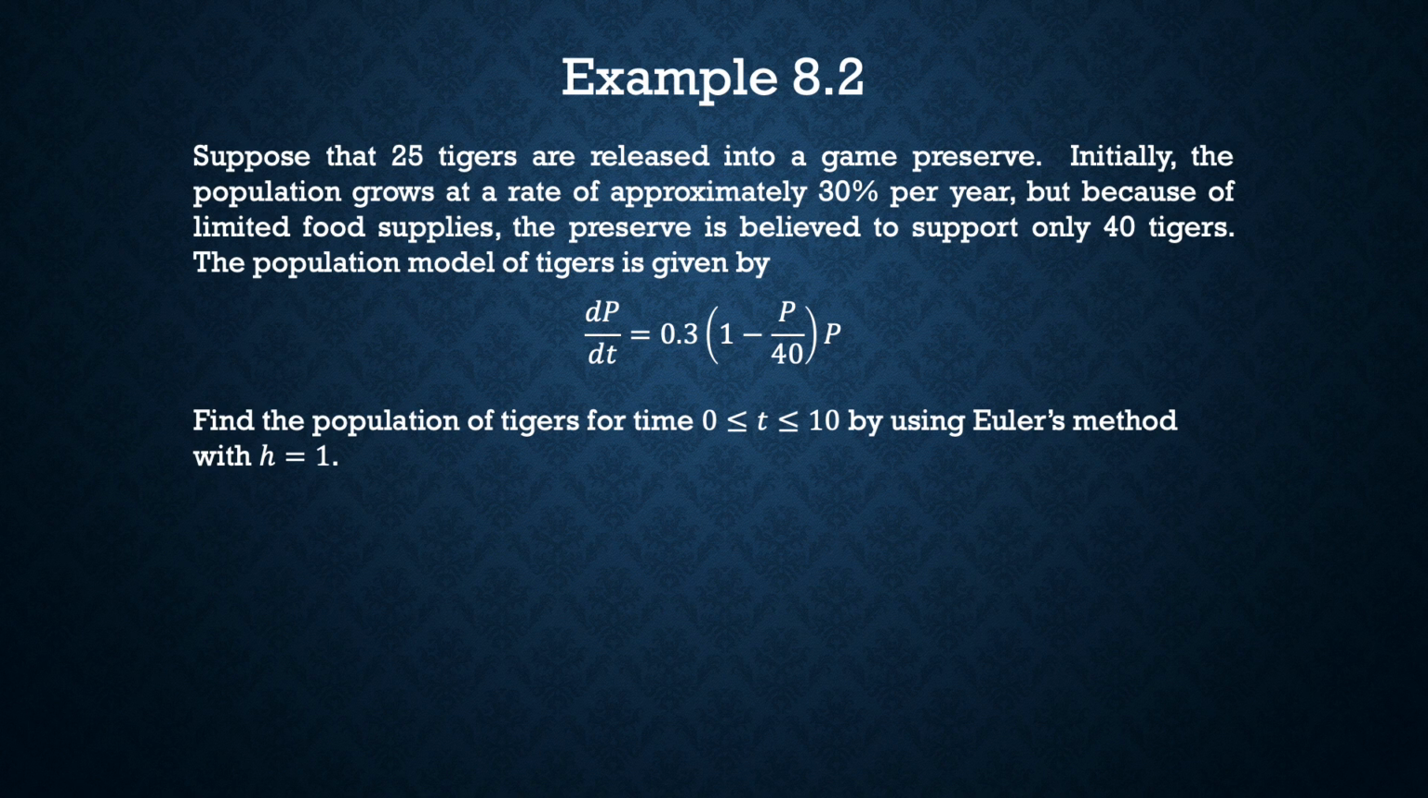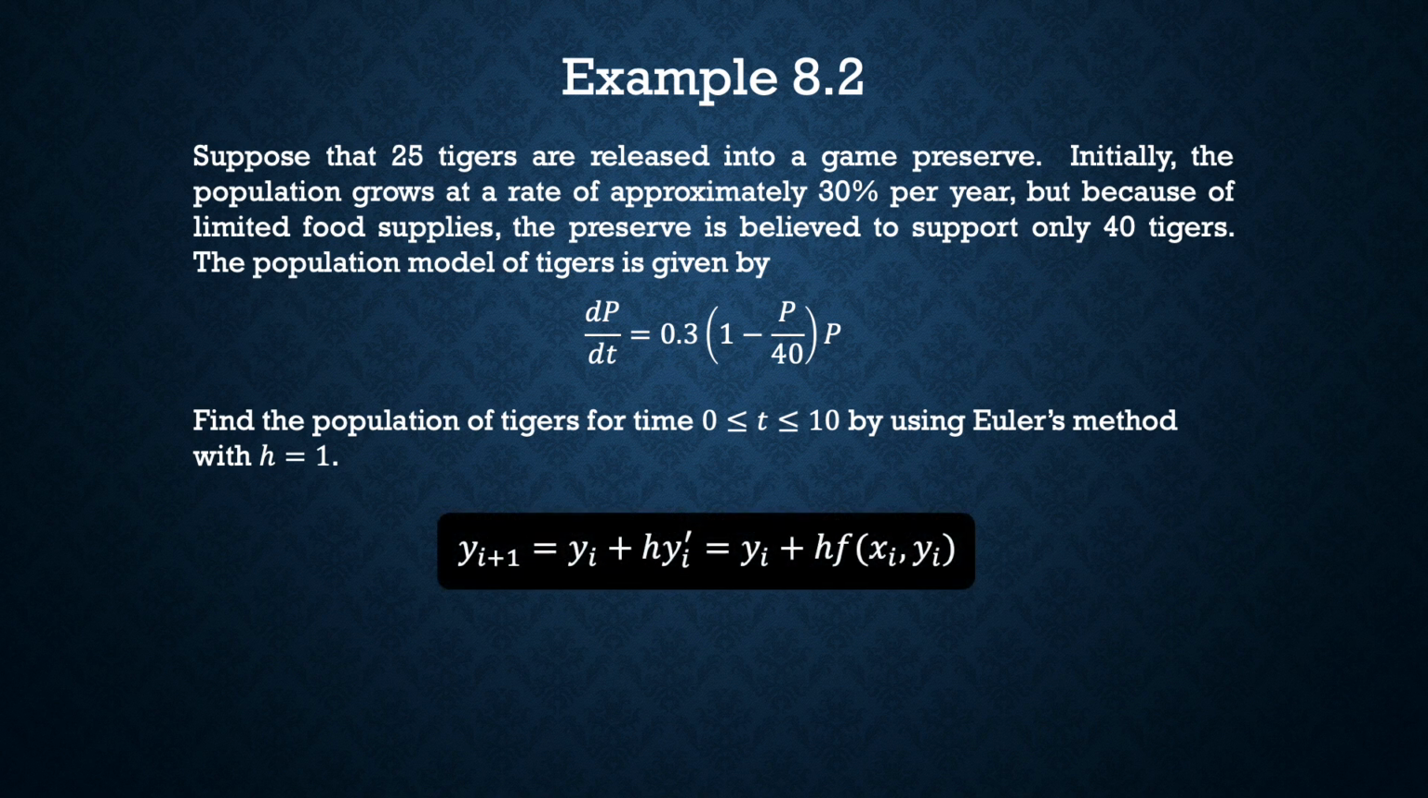Let us move to example 8.2. Suppose that 25 tigers are released into a game preserve. Initially, the population grows at a rate of approximately 30% per year, but because of limited food supplies, the preserve is believed to support only 40 tigers. The population model of tigers is given by the following equation. Find the population of tigers for the said time interval by using Euler's method with h equals 1.